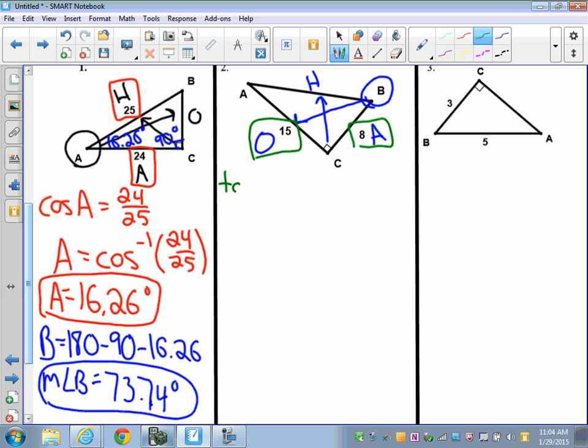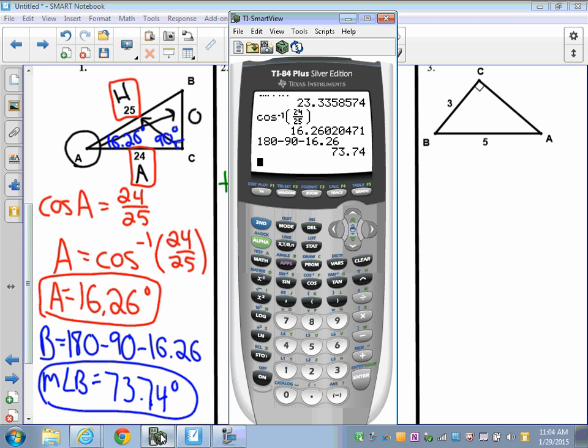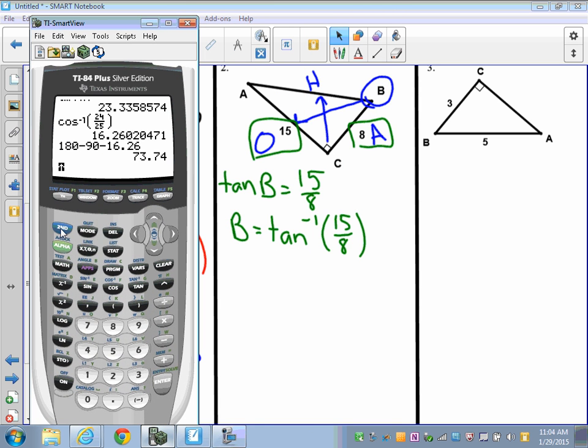I didn't circle A this time, I circled B. So tangent of B is equal to opposite 15 over 8. To get B alone, I just take tan negative 1, 15 over 8. I put this in my calculator. Second tan alpha y equals enter 15 over 8. I get 61.93.